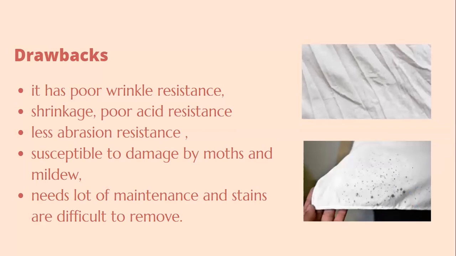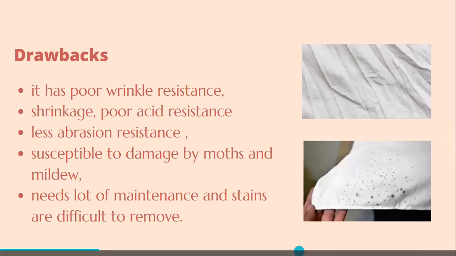That needs a lot of maintenance, and stains are also very difficult to remove. Why are stains very difficult to remove on cotton? It is because of the property that cotton is a very good absorbent. Because cotton is a very good absorbent, it attracts all the stains also. So the stains also get absorbed in the cotton. So that is why it is very hard to remove the stains. Then the maintenance is also high because you need to always iron it and starch it. Because of the poor wrinkle resistance, you have to use starch and all for cotton clothes.